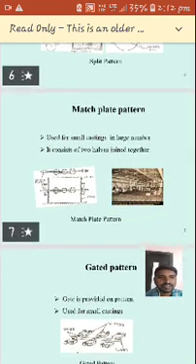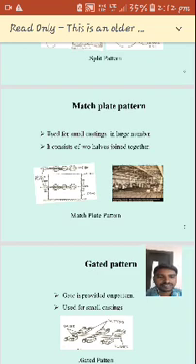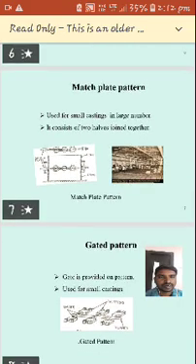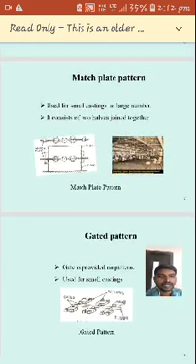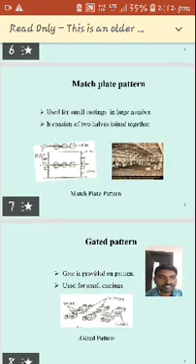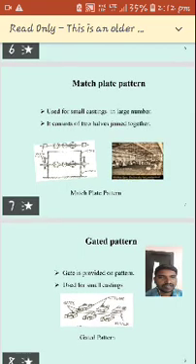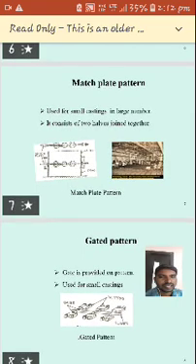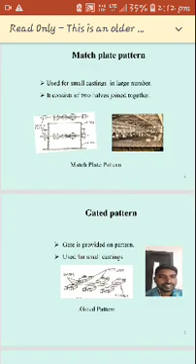The next type of pattern is the match plate pattern. It is used for small castings in large numbers. It consists of 2 halves joined together. Countless castings can be obtained by using match plate patterns. It has 2 portions, 2 halves.